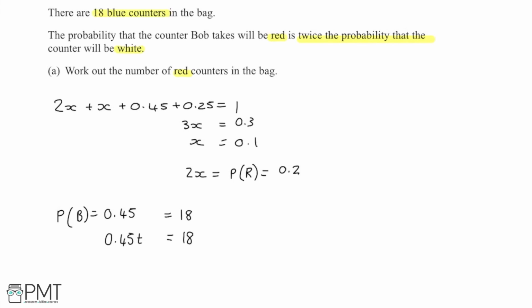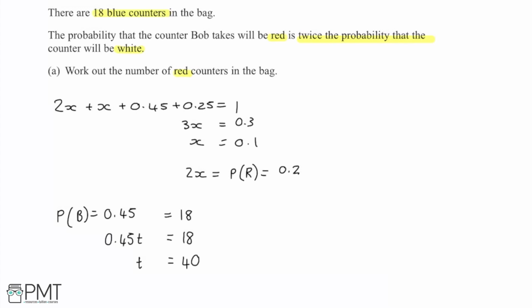So if we let little t be the total number of counters in the bag, 0.45 multiplied by this gives us 18 counters, so those are 18 blue counters. So if we divide both sides by 0.45, we can take 18 divided by 0.45 to get us the total number of counters being equal to 40.